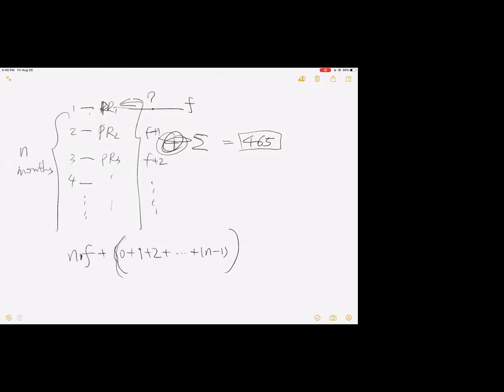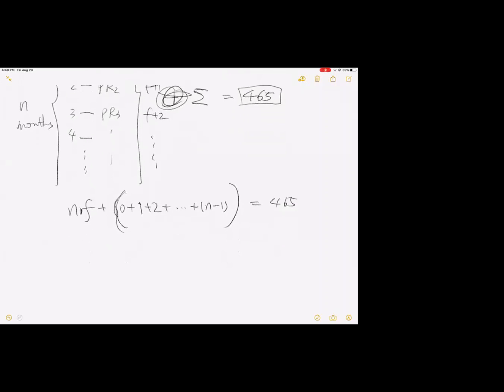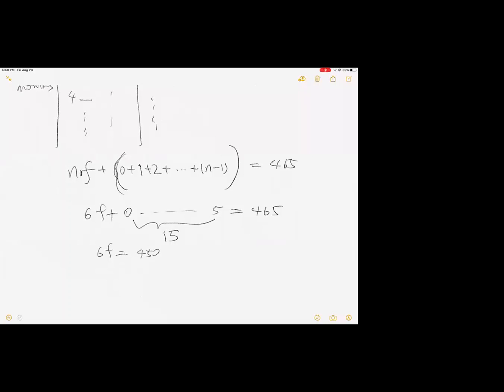So then I just started trying a few values. First, I tried 0 plus 1 all the way to 5, and I got 15. So N will be 6. Then 6F plus 15 equals 465, so 6F would have to equal 450. 450 is a multiple of 6. So F can be 75. Okay, that's your personal record, right?